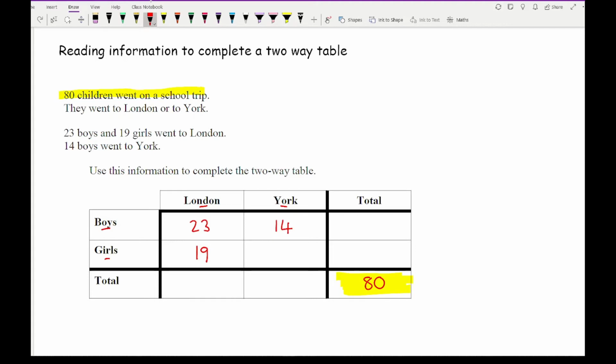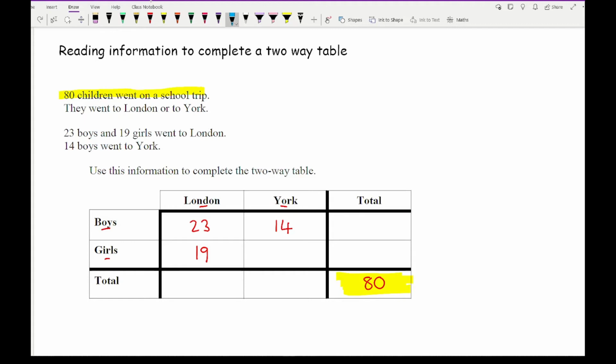So what's written in red is the information that's been given in the question, and all those blank boxes are what I now need to fill in. So looking at this again, I'm looking at the totals now. I can only complete boxes where I know the other numbers. So for example here, I can't work out the total number of girls because I don't know how many girls went to York yet, and I also don't know how many boys went in total. However, let's work that out first.